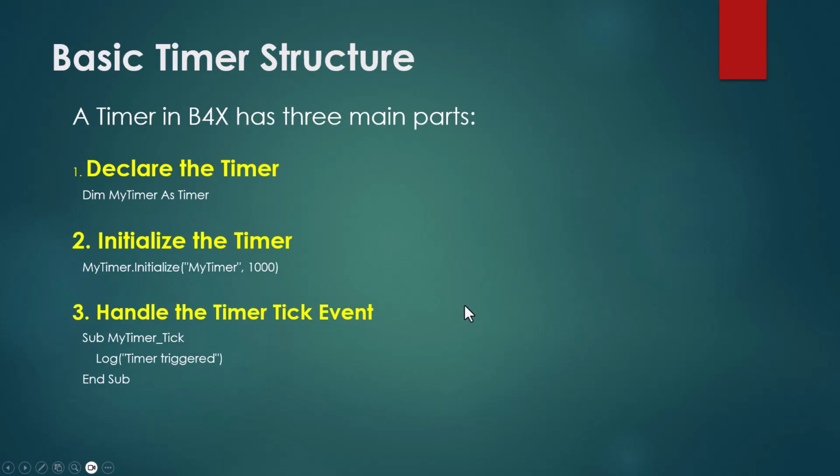Now, let's see the basic structure of a timer. So the first thing you do when you want to use a timer is you declare the timer. So this is the main part of the timer. You declare it, maybe Dim myTimer As Timer. Okay, you declare the timer object, and then you initialize it. That's step 2. myTimer.Initialize. Then the object name, myTimer, and then the tick in milliseconds. So the 1000 means 1 second. And then finally we handle the timer tick event. So you create a Sub myTimer_Tick.